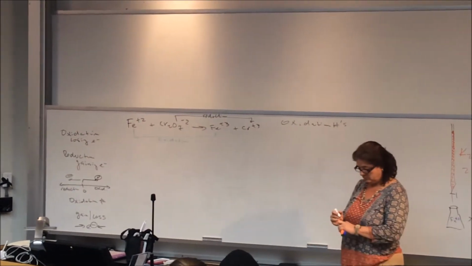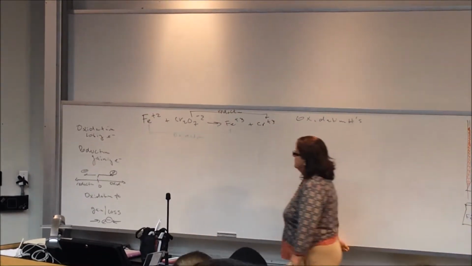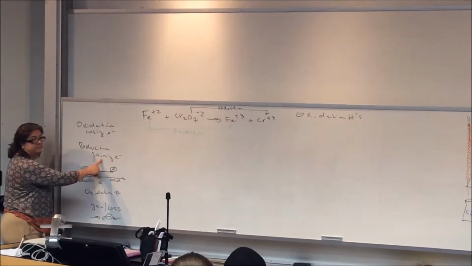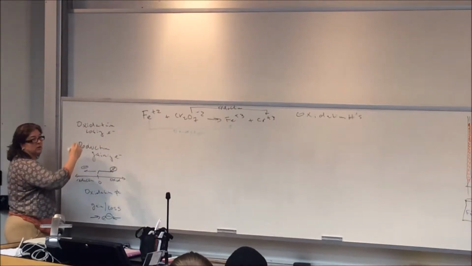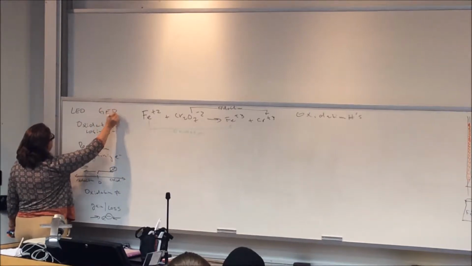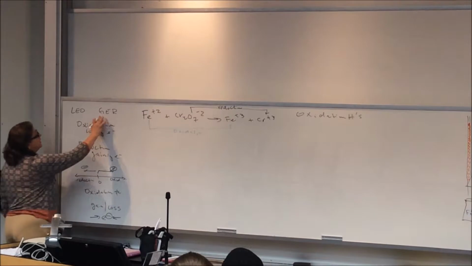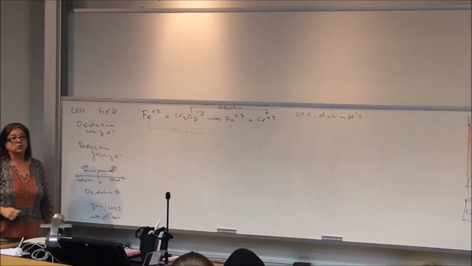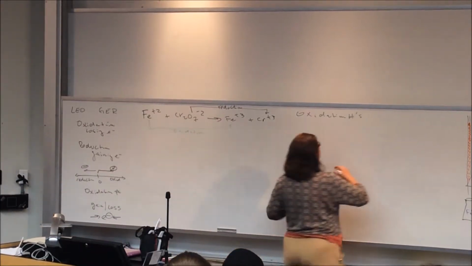So, I just want to make sure. Yep, go ahead. Oxidation is when you gain electrons. No, reduction is when you're gaining electrons. So oxidation is when you lose it. Leo the lion says GER. Losing electrons is oxidation. Gaining electrons is reduction. I told you, that's what makes people crazy.